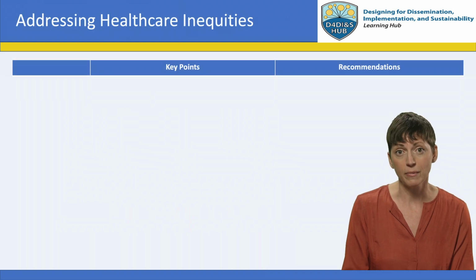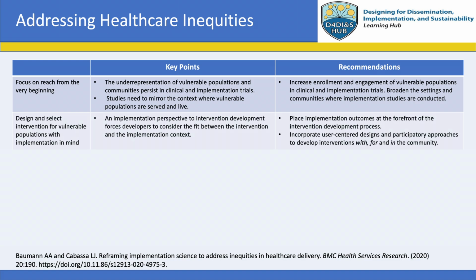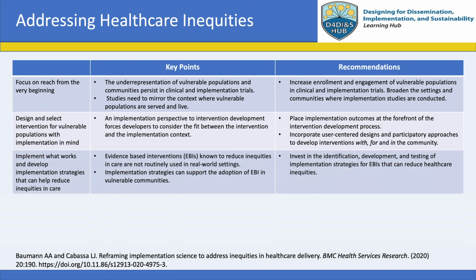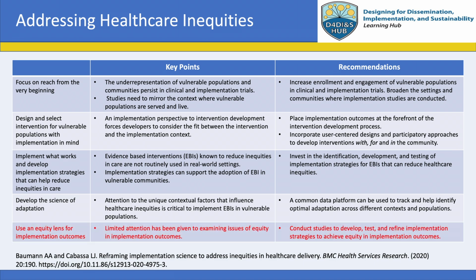This slide provides recommendations for addressing health equity issues. These elements include: number 1, focus on reach from the very beginning. 2, design and select interventions for vulnerable populations and low-resource communities while keeping implementation in mind. Number 3, implement what works and develop implementation strategies that can help reduce inequities in care. 4, develop and refine the science of adaptations. And number 5, use an equity lens for implementation outcomes.